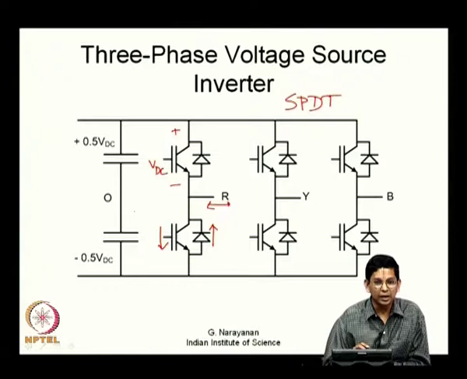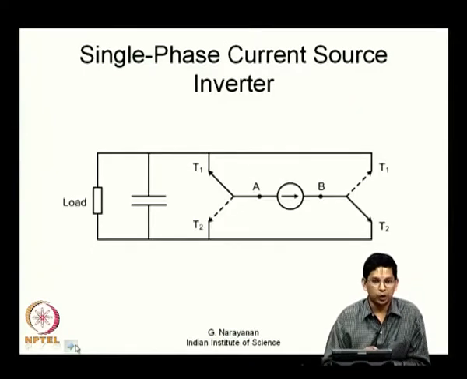Let us quickly take a look at a 3-phase current source inverter. What are we trying to do here? We want to produce AC from DC, but the DC that you have available so far is a DC voltage, and you get an AC voltage output from that. Now, let us say what you have is not a DC voltage source, but a DC current source. What do you do? It is actually fairly simple.